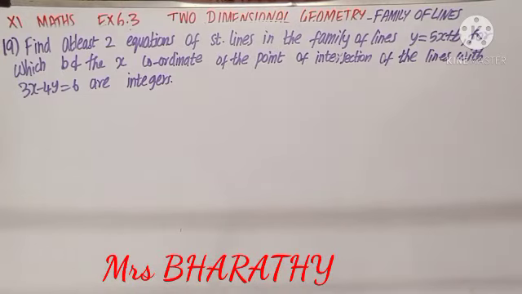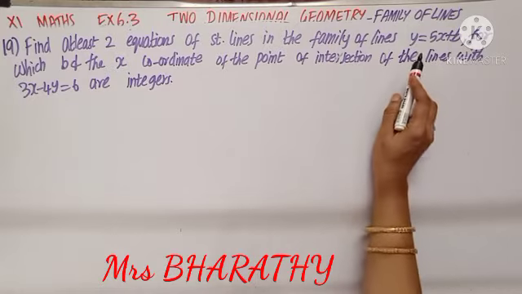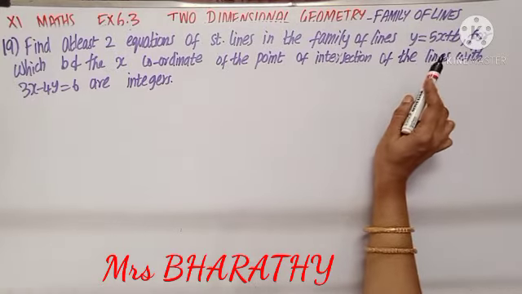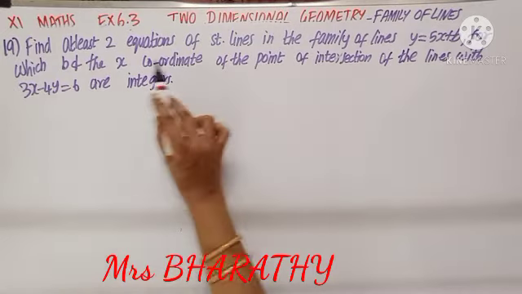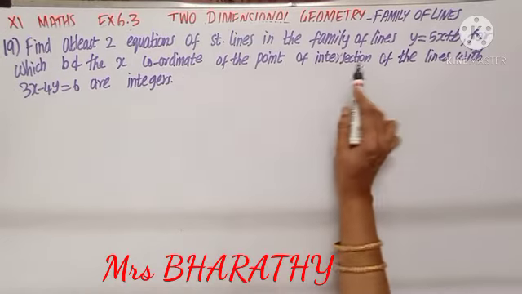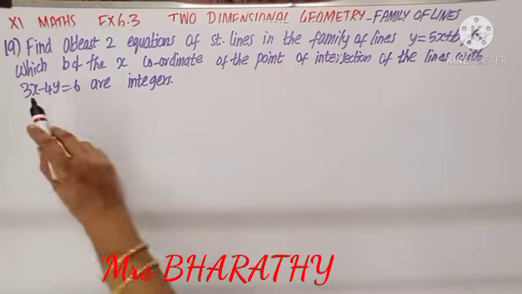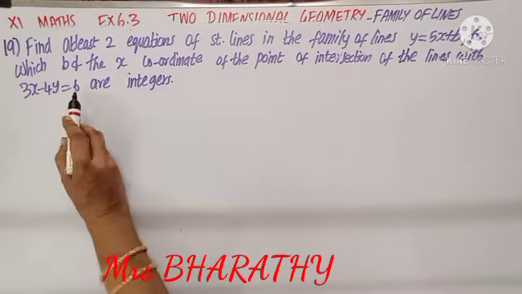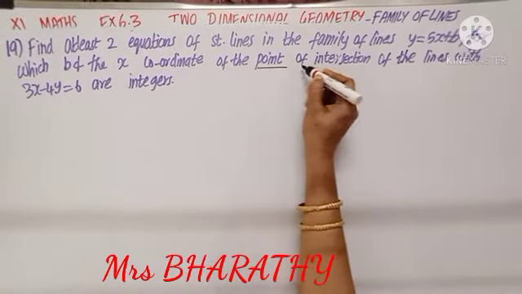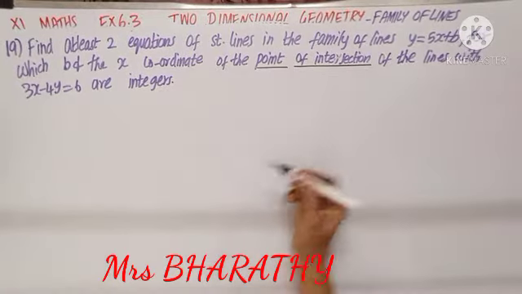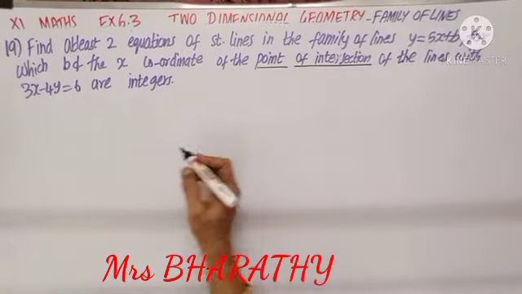Number 19. Find at least two equations of straight lines in the family of lines y equals 5x plus b, for which b and the x coordinate of the point of intersection of the lines with 3x minus 4y equals 6 are integers. Given point of intersection, let us try to solve the two equations.